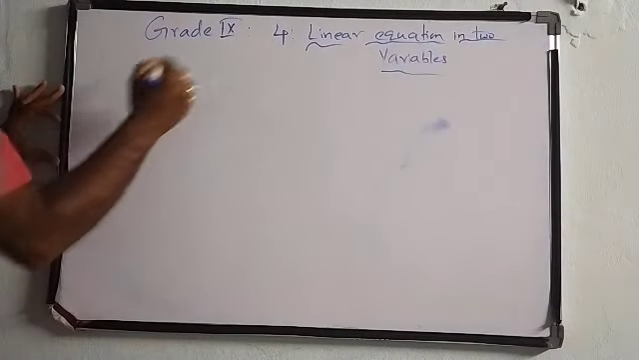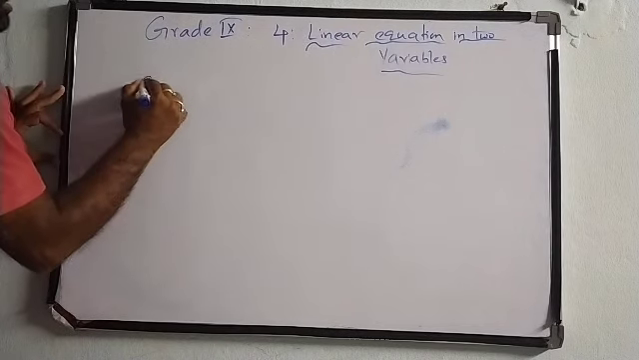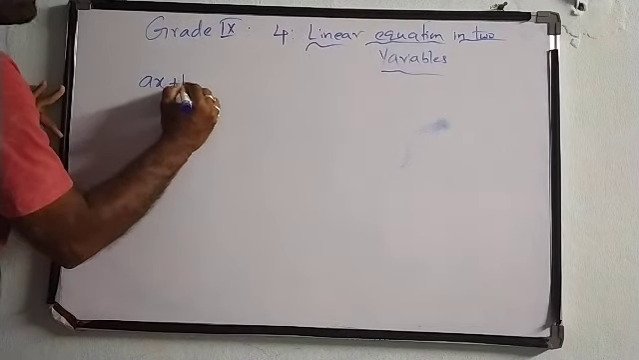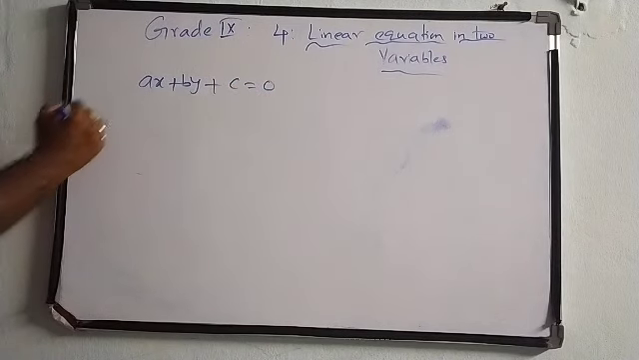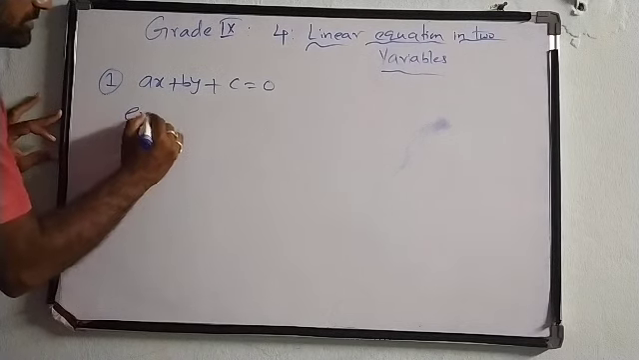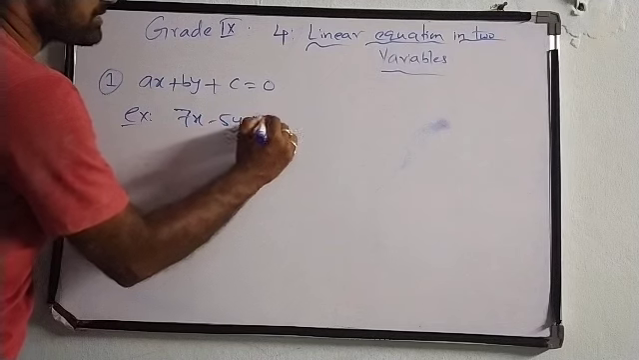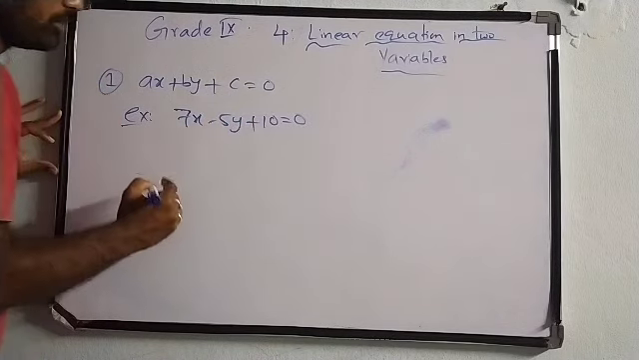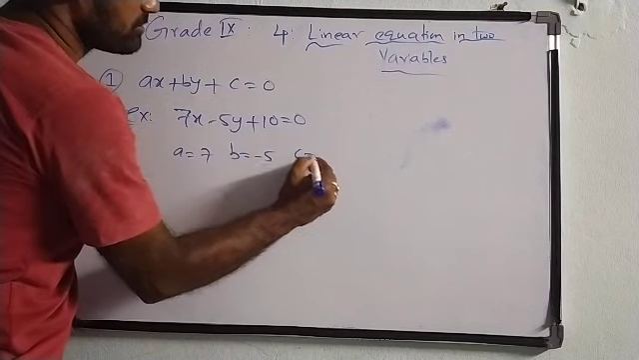Now let us see what is linear equation in two variables. The standard form of linear equation in two variables will be ax plus by plus c is equals to 0. Let us take an example for this: 7x minus 5y plus 10 is equals to 0. Here a will be 7, b will be minus 5, c will be 10.